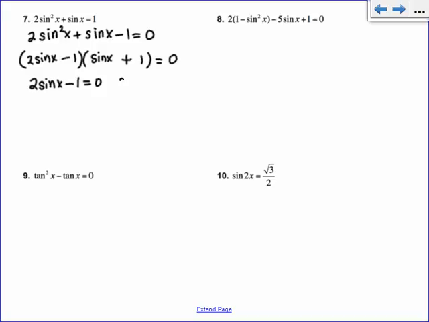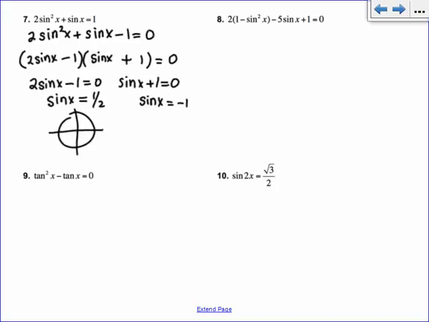So I set each one equal to 0. So I get sine of x equals 1/2, and I get sine of x equals negative 1. So when I find my solution, sine is equal to 1/2 at pi over 6 and 5 pi over 6. And then sine is equal to negative 1 at 3 pi over 2. Okay, so we have 3 solutions to that one.